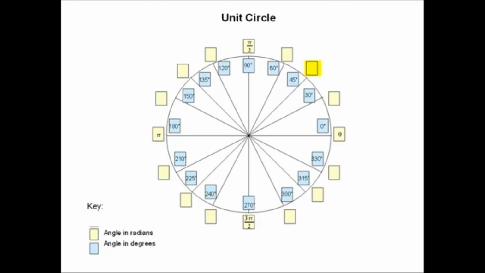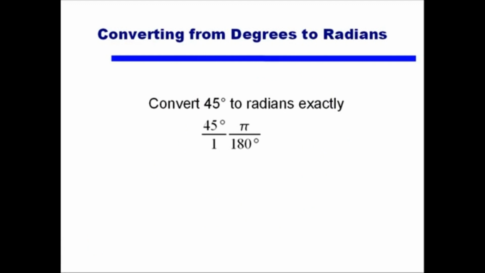Well, 45 degrees is halfway between 90 degrees and 0 degrees. So if we look at, instead of 90 degrees, if we looked at pi over 2, half of pi over 2 is pi over 4. Well, that makes sense. We can also do the same calculation using our unit fraction.